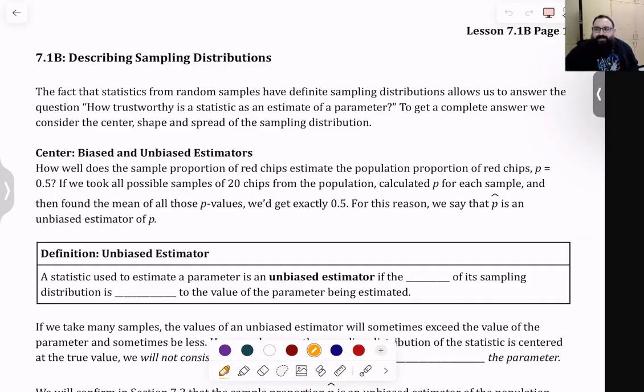The fact that statistics from random samples have definite sampling distributions allows us to answer the following question: how trustworthy is a statistic as an estimate of the parameter? To get a complete answer, we consider the center, shape, and spread. Doesn't that sound like SOCS? Of a sampling distribution.